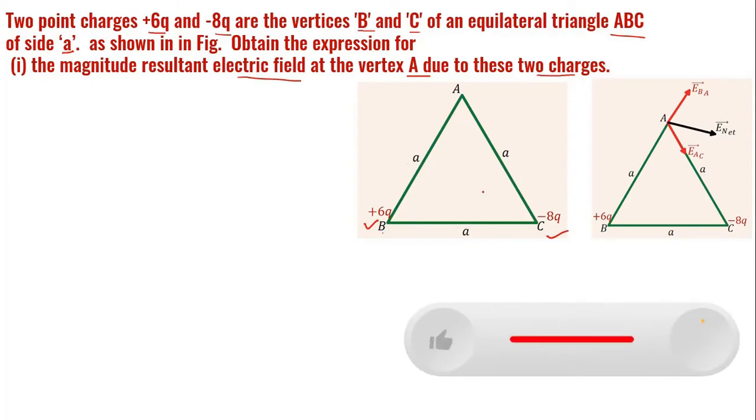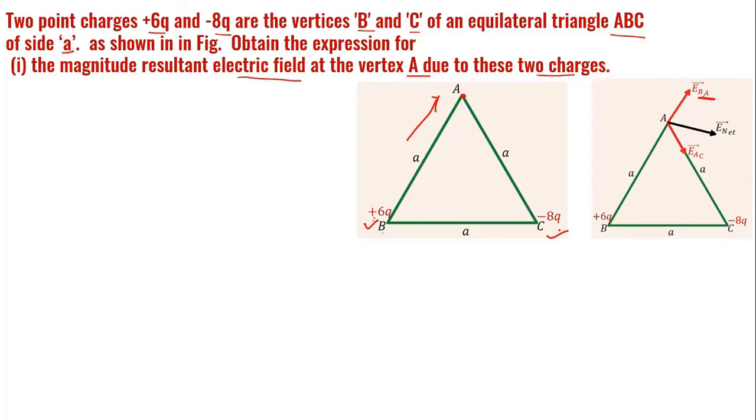Now this equilateral triangle has each side of length a. Our aim is to find the net electric field at the vertex A. So how can we find it? At the vertex A, the plus 6q charge will exert an electric field in this direction because it is positive. This is EBA, the electric field pointing from B to A, which will be pointing away from the positive charge.